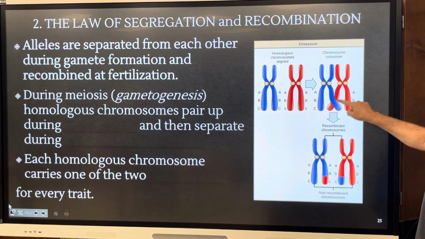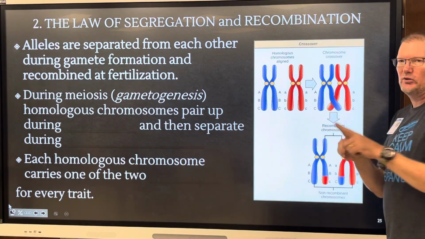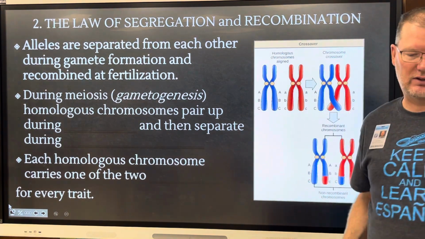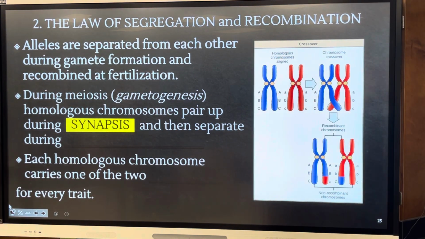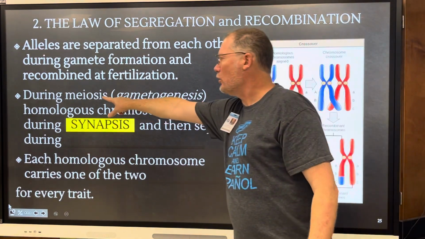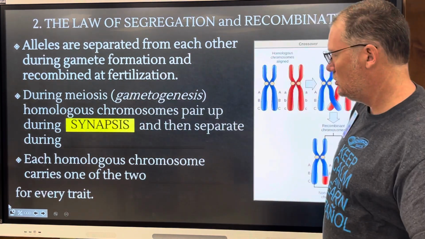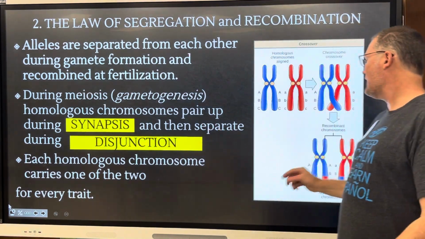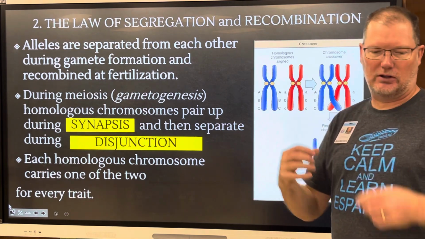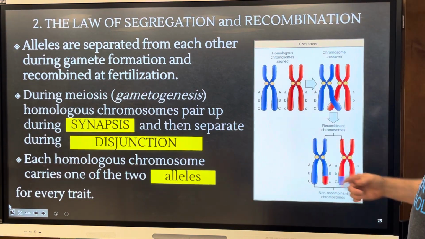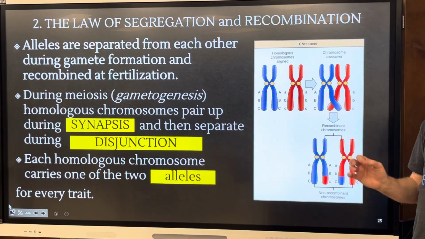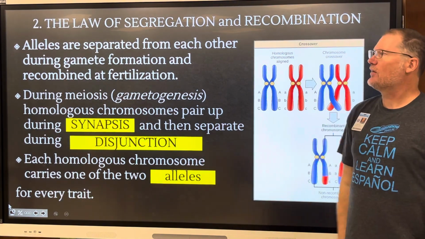You don't know, these two sister chromatids are doing what? Crossing over, exactly, okay? And that happens during synapsis, in meiosis. And then they separate by disjunction. So it's the opposite of crossing over, okay? So each homologous chromosome carries one of the two alleles for every trait.